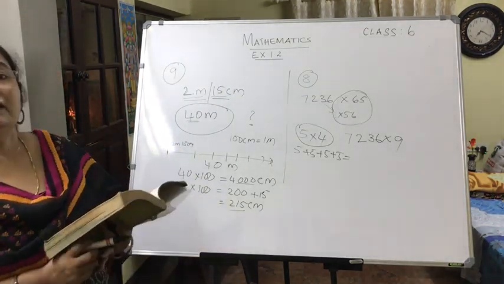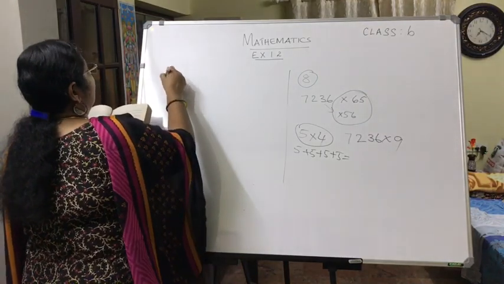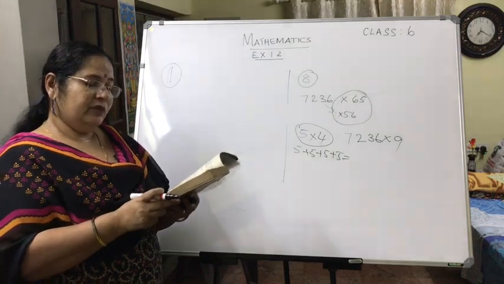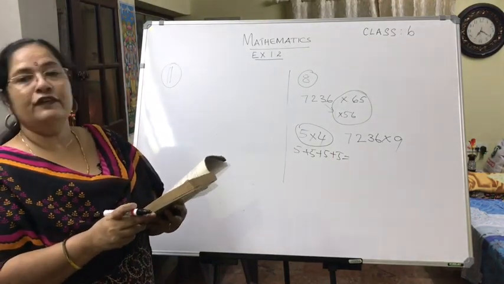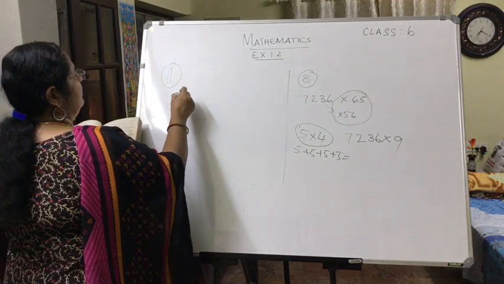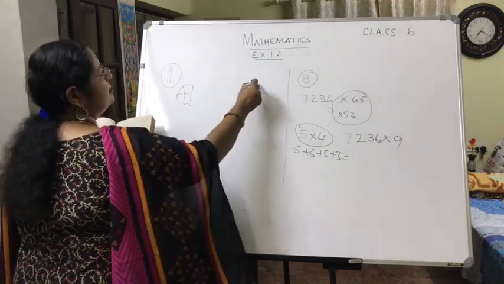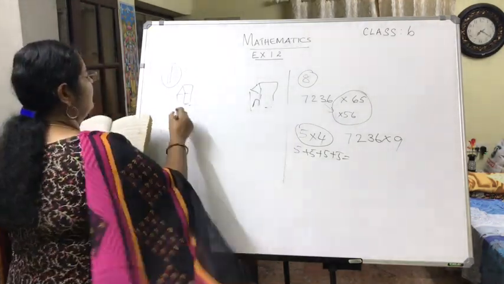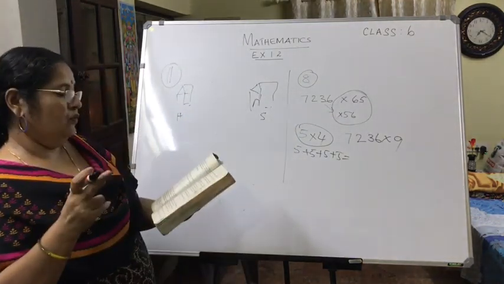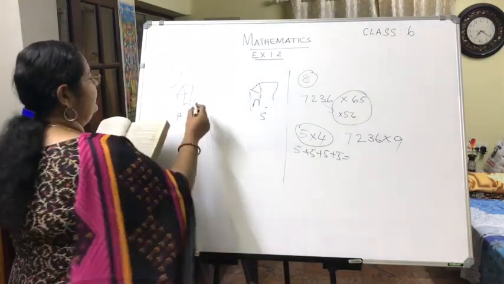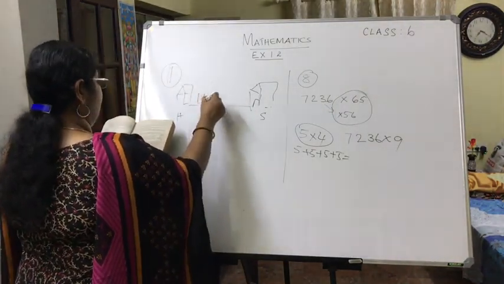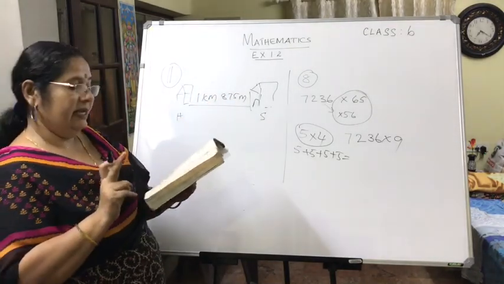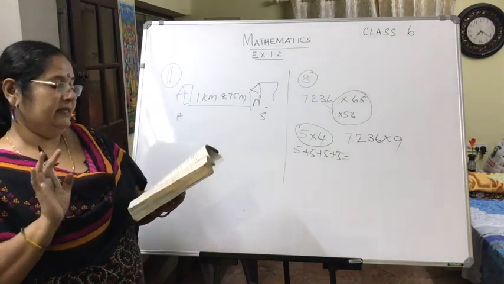That is question number 11. Now, question 11 reads, the distance between school and house of a student. So, this is the house of a student and this is your school. Okay, maybe a school building. House and school. The distance between house and school of a student is 1 kilometer 875 meters. 1 kilometer and 875 meters.